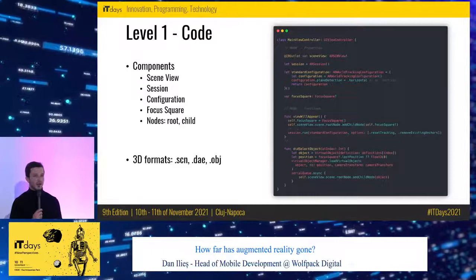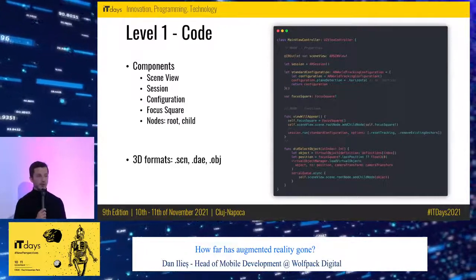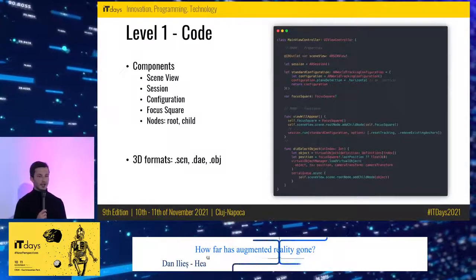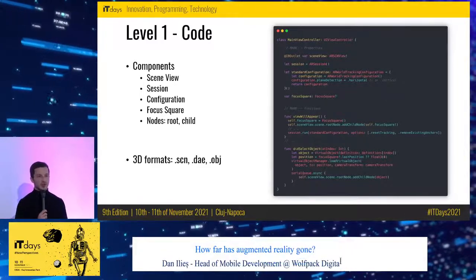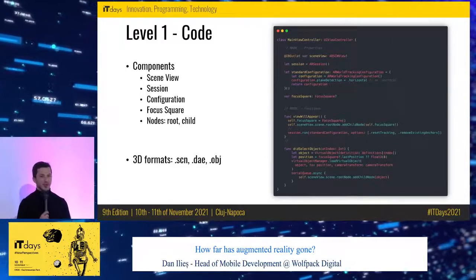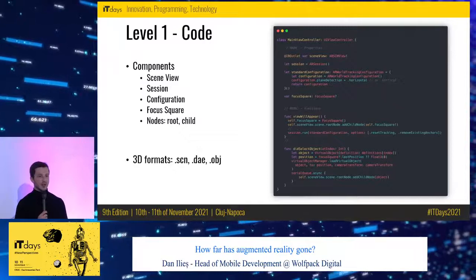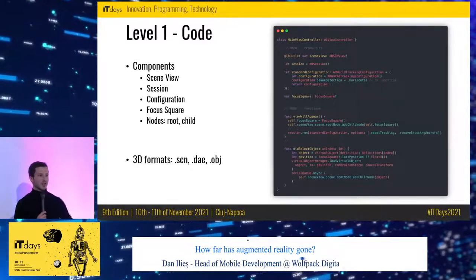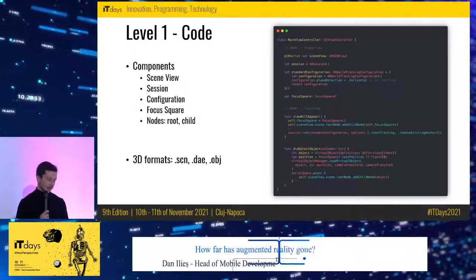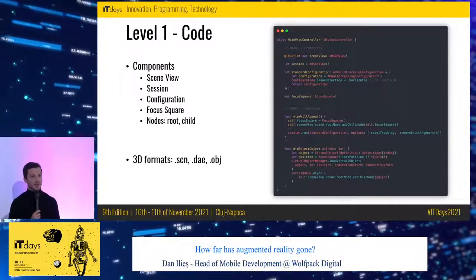The focus square shows you that it has detected a plane. And finally, you have nodes on the scene. You have a root node and then child nodes that you can add. And such a node is basically a 3D object. So the wolf and the candle that we added were nodes, as you can see in the last few lines of the code. So these are nodes that were added to the scene.